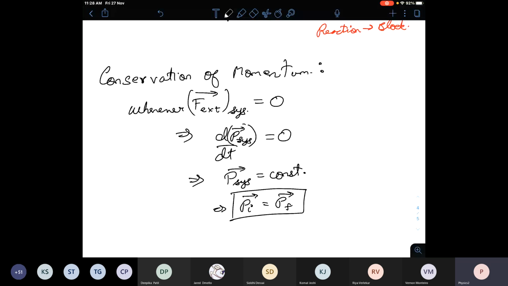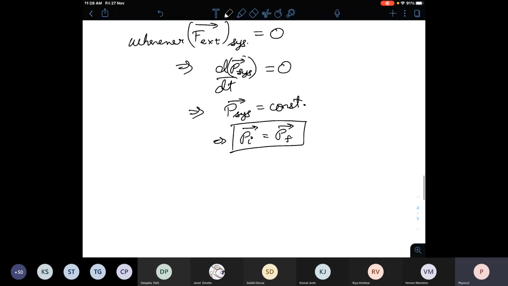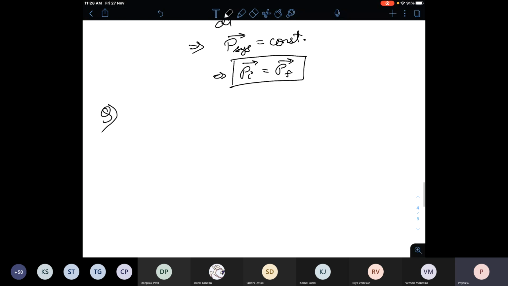So you have to take care: this holds if and only if the net external force on the system is zero. It is very important. So how can we see that? Let's see through an example. Let's see a question. Simple.